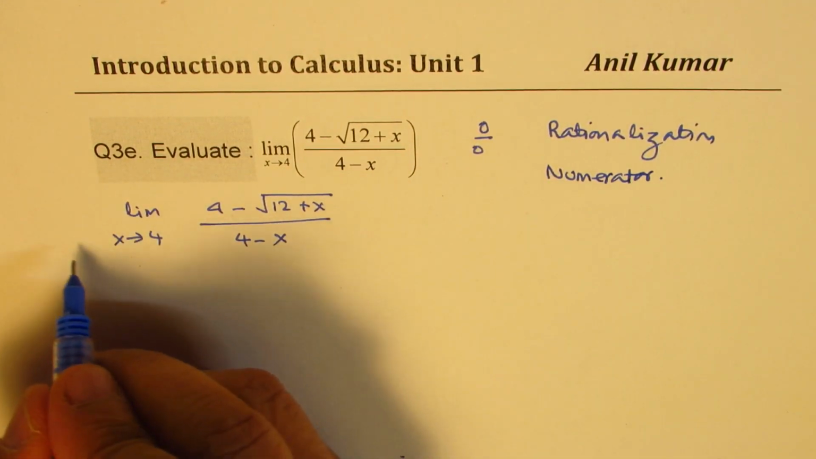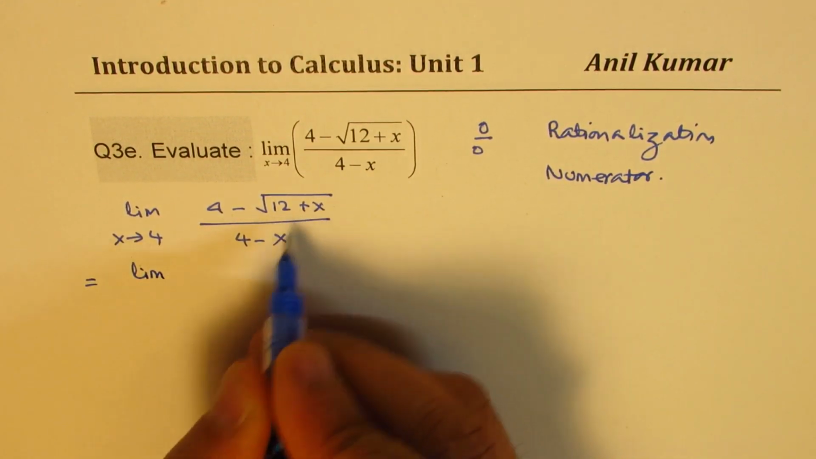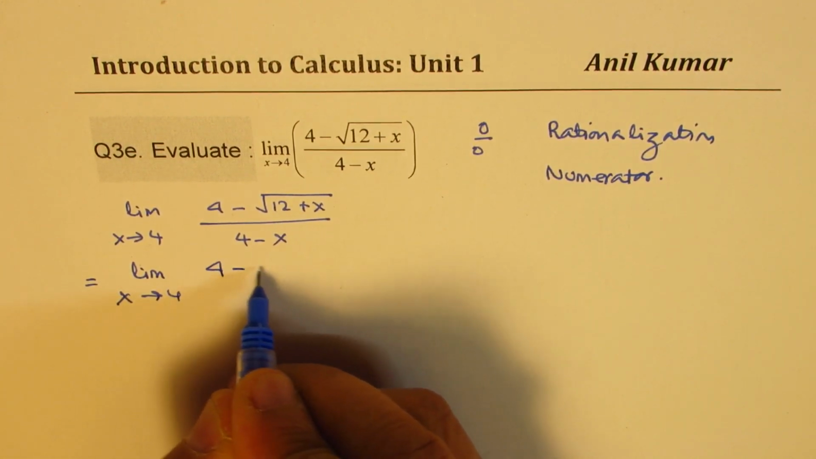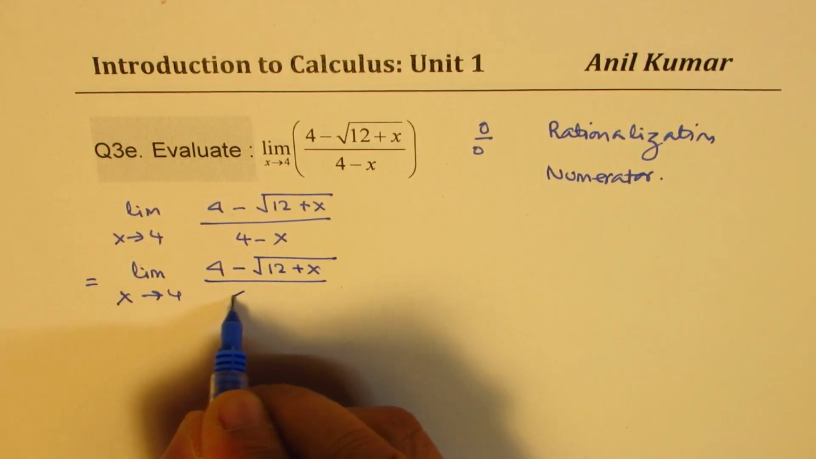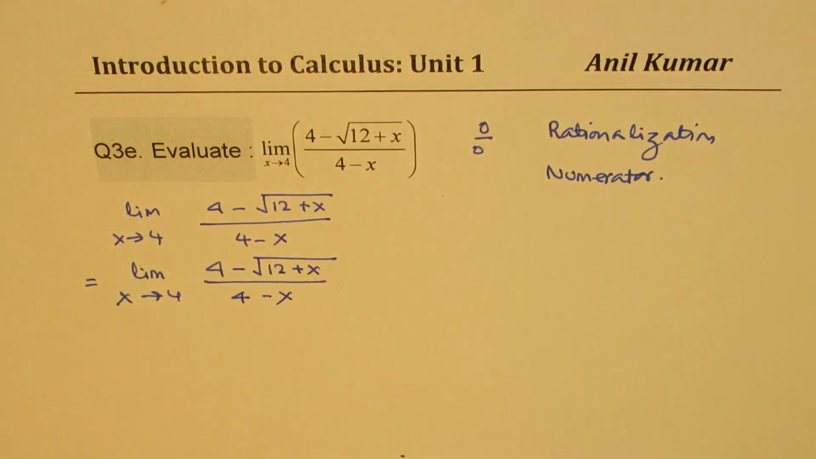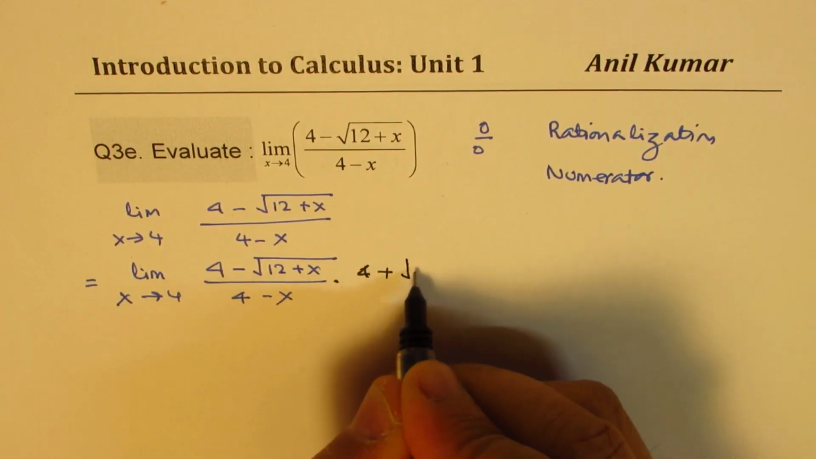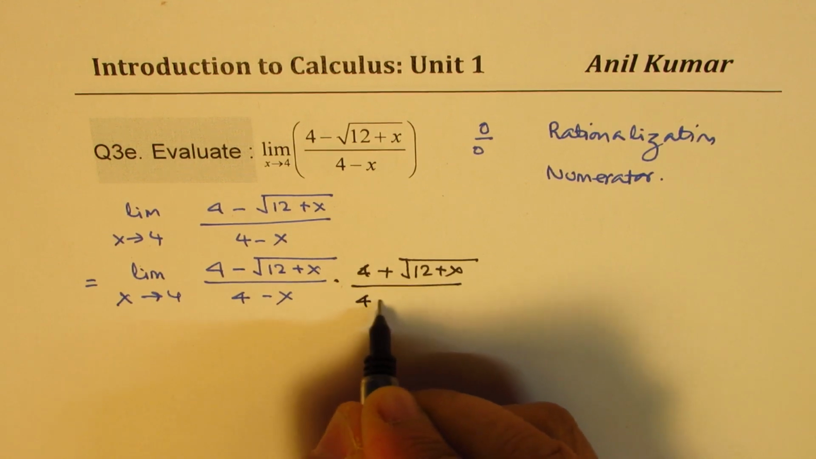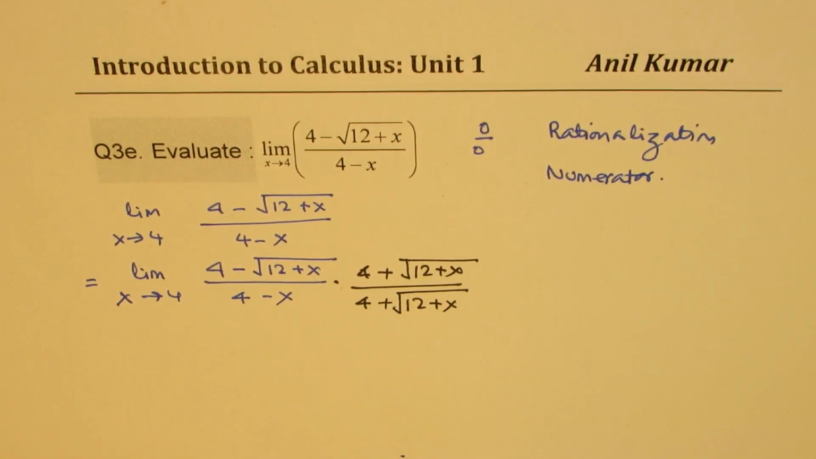What does that mean? It really means that we have to multiply and divide by the conjugate, right? So let me show you what it means. So we have this function 4 minus square root of 12 plus x divided by 4 minus x. We'll multiply and divide by its conjugate, which is 4 plus square root of 12 plus x over 4 plus square root of 12 plus x. Is that clear? So when you do so, we get a difference of squares, right?